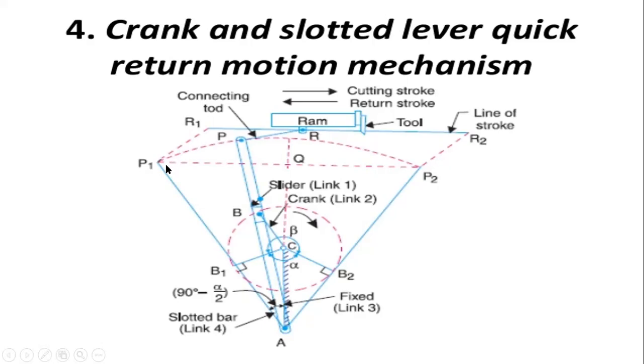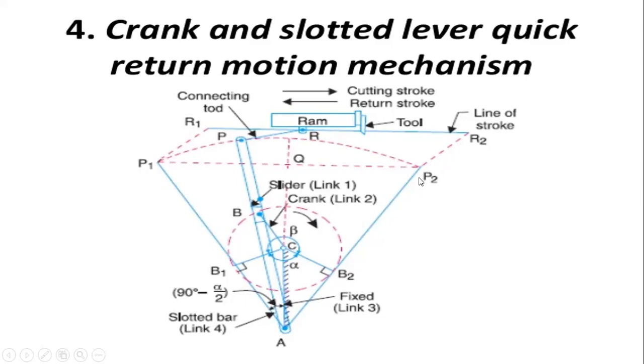And when the slotted bar position changes from P1 to P2, the ram also changes from R1 to R2 in the line of stroke. So that is called the cutting stroke. From the position P1, when the slotted lever bar comes to P2, it is called the cutting stroke. Initially the ram is connected to the slotted bar with the help of a connecting rod. It also moves in the line of stroke. So that is the cutting stroke.